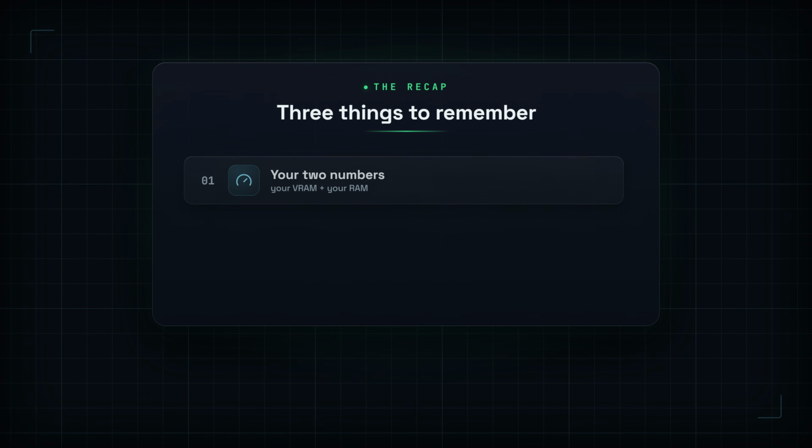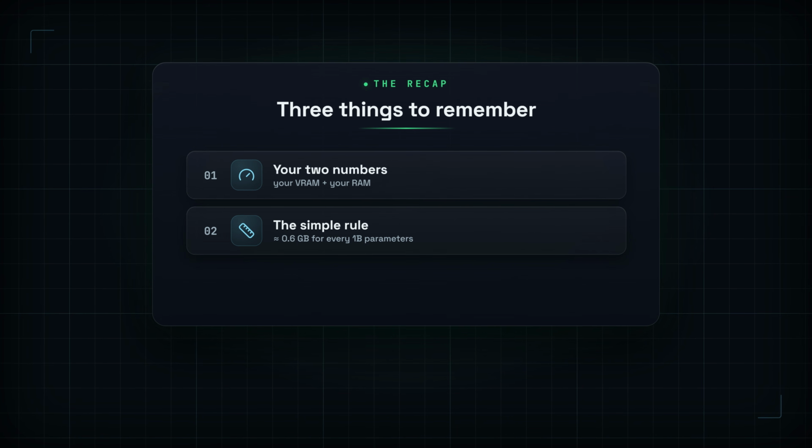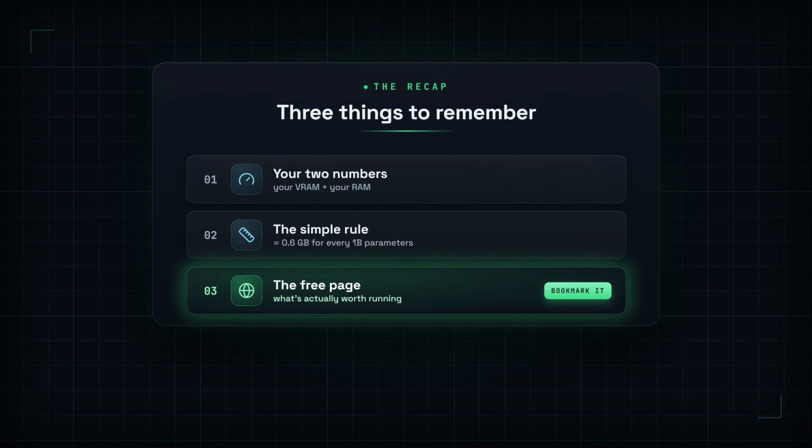So now you know how to find your two numbers, the simple rule for what fits, and a free way to see what's actually worth running before you download anything at all.